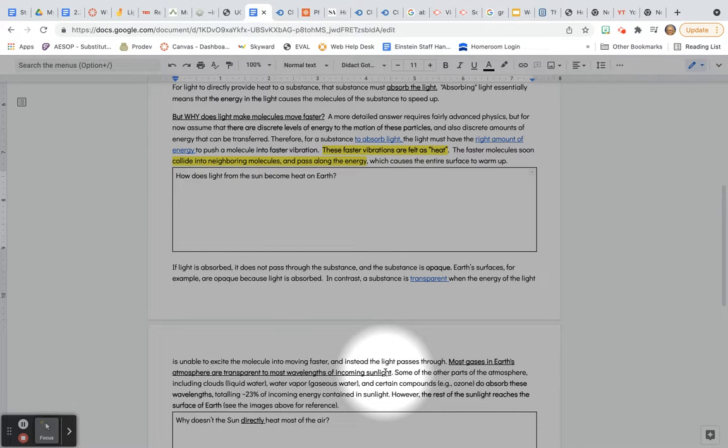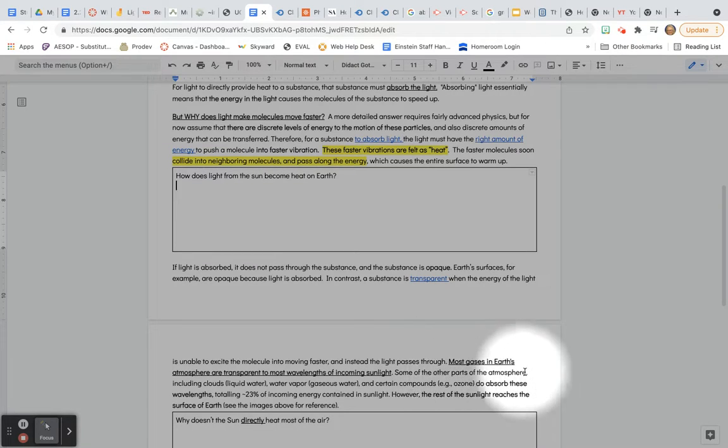This is why when we were looking at the simulation and the light waves were coming from the sun, they passed right through those carbon dioxide molecules as if they weren't even there. They didn't bounce back, they didn't change in any way, and the molecules of carbon dioxide also didn't change. They didn't vibrate faster, they didn't heat up, it all just stayed the same. They are transparent to most wavelengths of incoming sunlight.